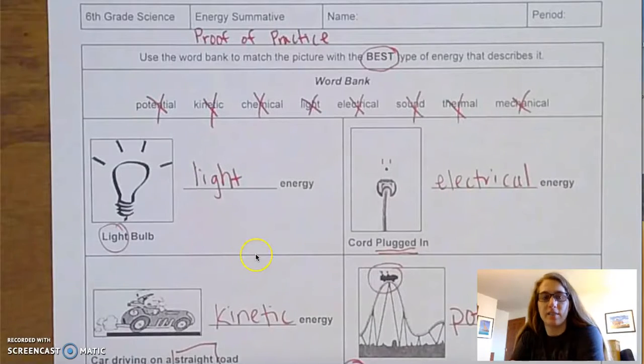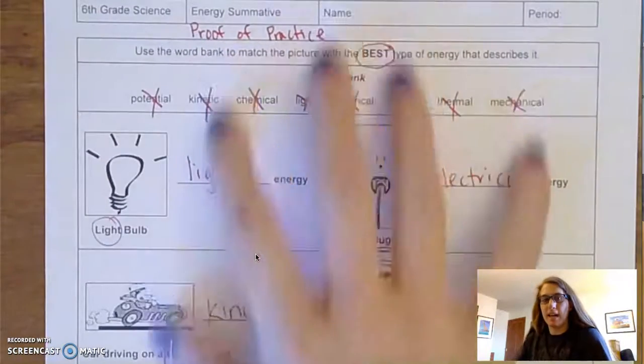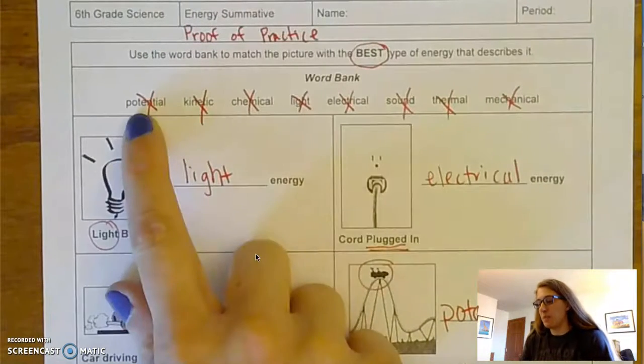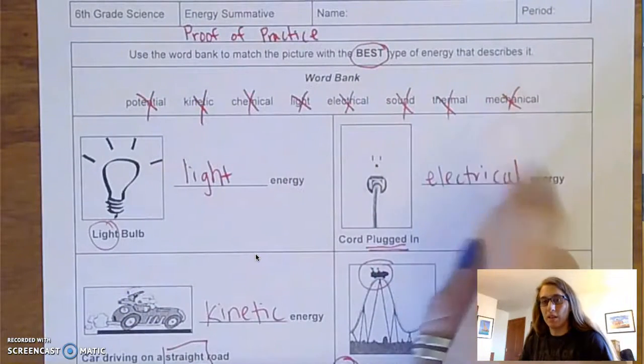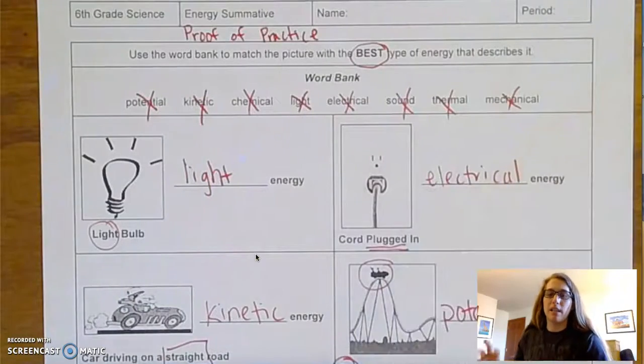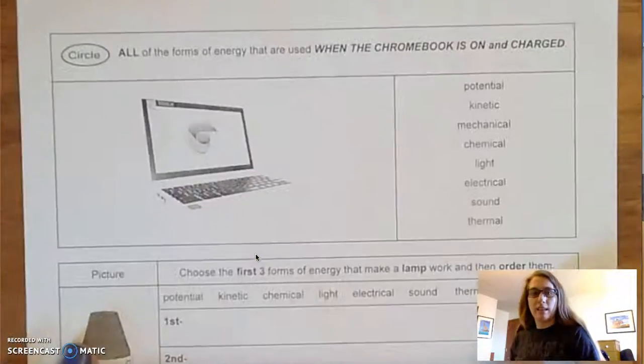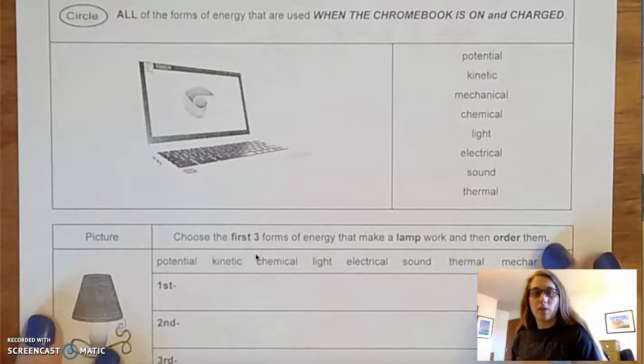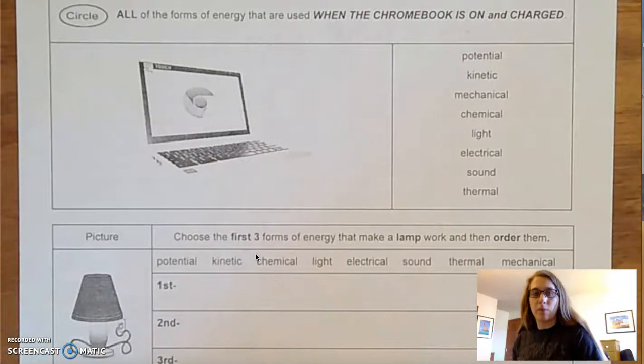All right, scientists, so you have gone through the energy types with me. You answered the few questions on our Google form. I specifically picked out potential, kinetic, and mechanical because those are the three that are most often switched around. So now we are going to do our proof of practice on our energy transformations, and then you'll have a couple questions on that on the Google form.